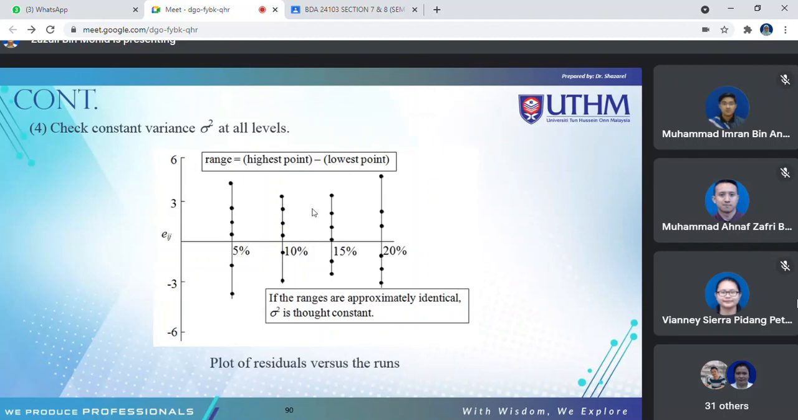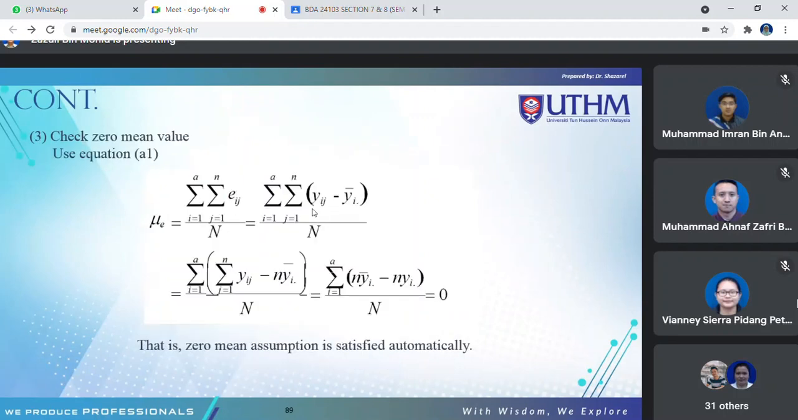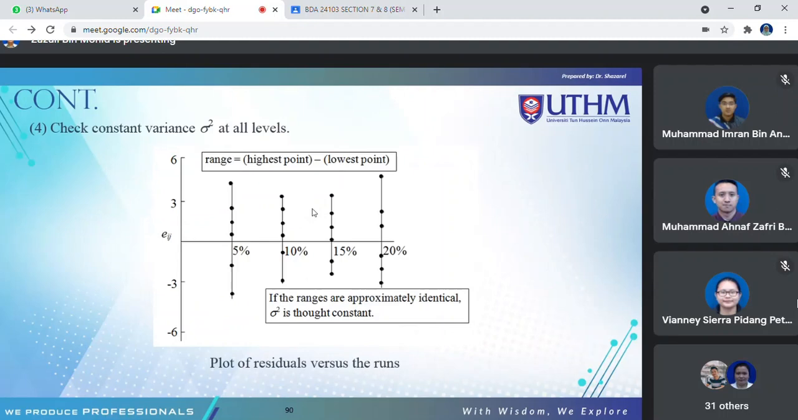And check zero mean value. This is the formula. Zero mean assumption is satisfied automatically. And check constant variance between levels. We can see the minimum and the maximum value of each level.